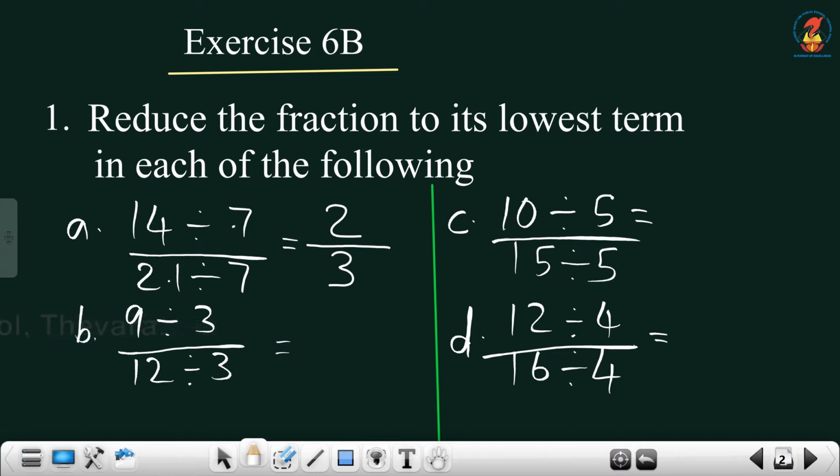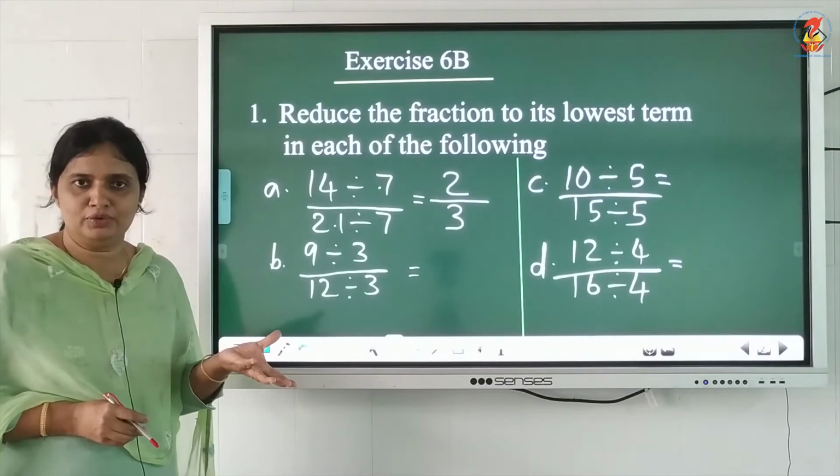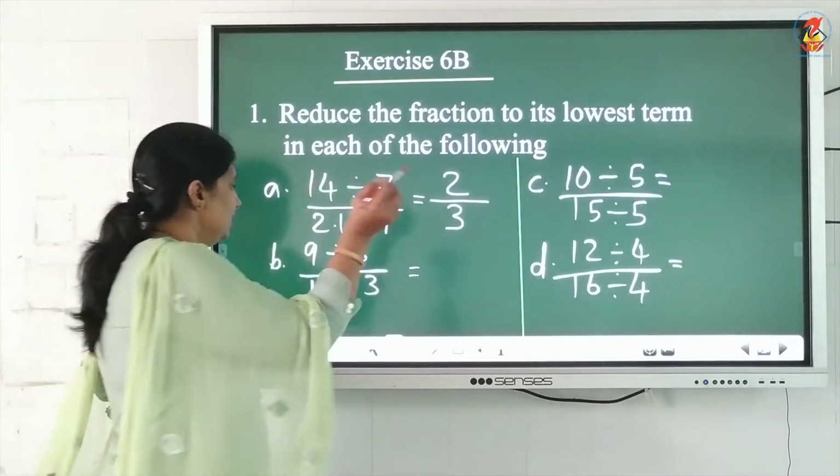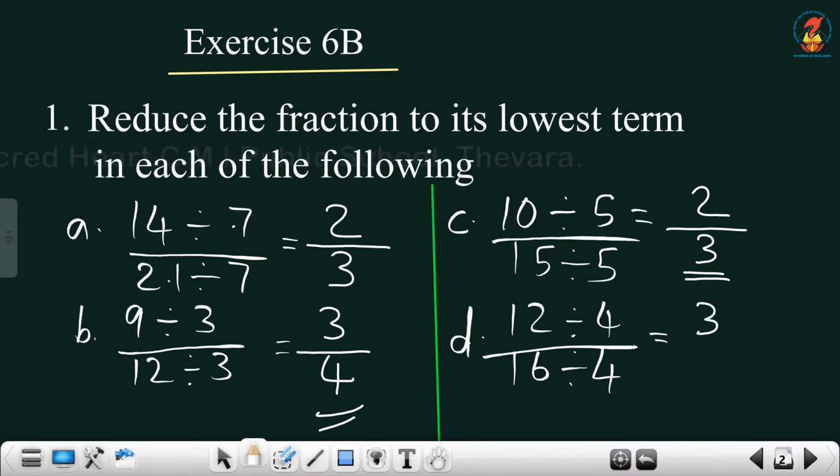You can do all these problems with a multiplication table. That's why again and again I am telling you the multiplication table is very important. Is it? And 9 by 3, 3. 12 by 3 is 4. Okay, 3 by 4. And 10 by 5, that is 2. And 15 by 5, that is 3. Then 12 by 4 is what? 3. And 14 by 4 is what?